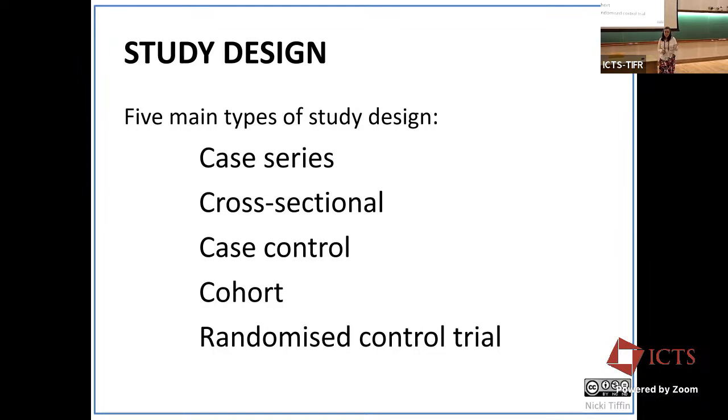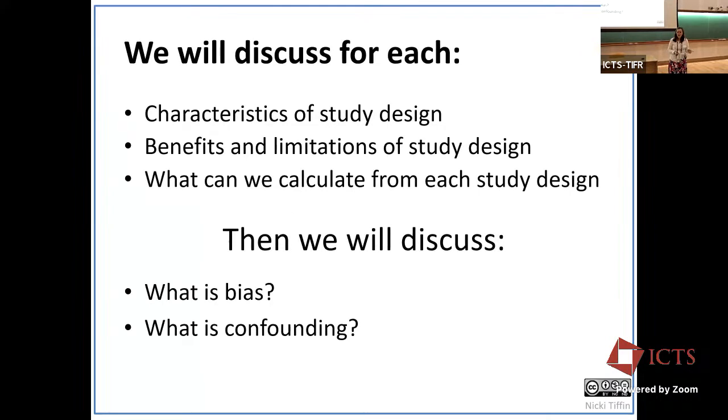So I'll go through these 5: case series, cross-sectional studies, case control studies, cohort studies, and then the randomized control trial. I'll talk about the characteristics of the study design, the benefits and the limitations of each of the study designs, and then what we can calculate from each study design. And then, I know it's also been touched on, but just to come back to bias and confounding, because these are also very important in understanding what you can and can't take from your study designs.